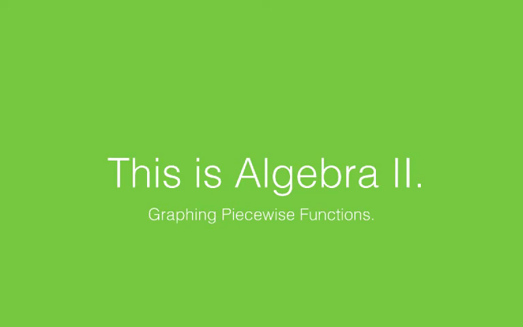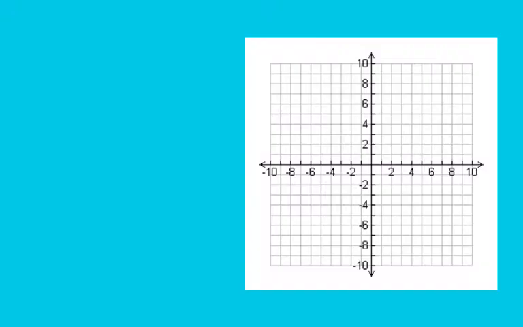This is Algebra 2. Let's graph piecewise functions. So let's create a piecewise function. Let's call it f of x. So we got f of x here, and it's going to be defined as 4 when x is greater than or equal to 2, and it's going to be defined as 2x plus 1 when x is less than 2.